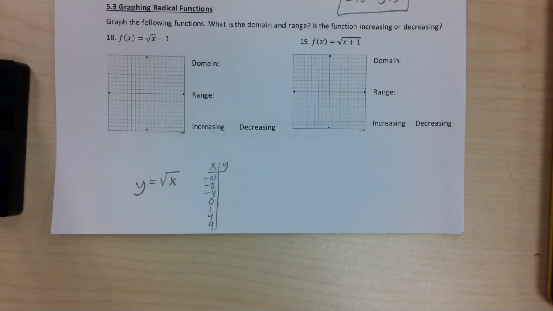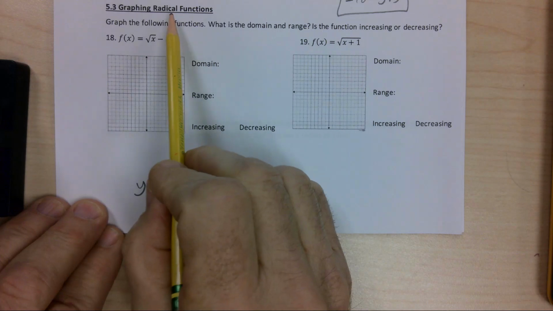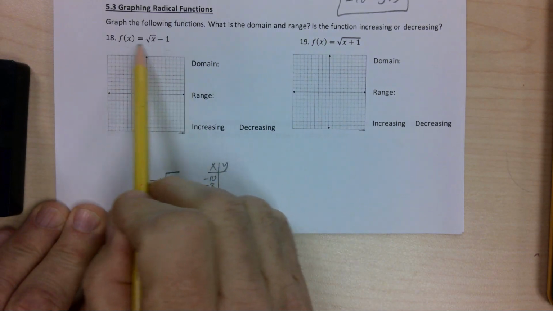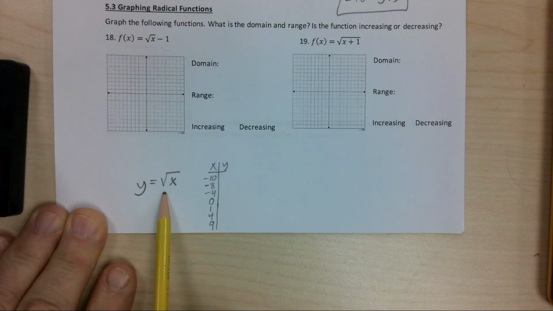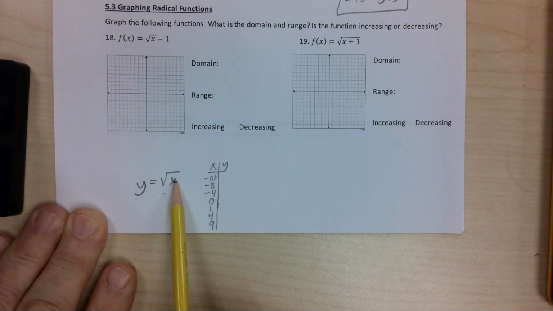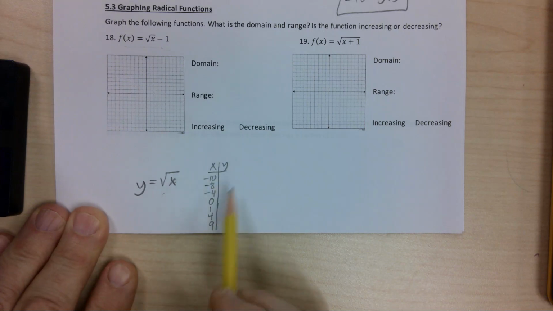Okay, part 2. So we're graphing radical functions. We look at this and we should think, hey, there's our new parent function. Don't know if you need another reminder of this, but if I start plugging negatives in, they just don't work. They're not part of my graph.